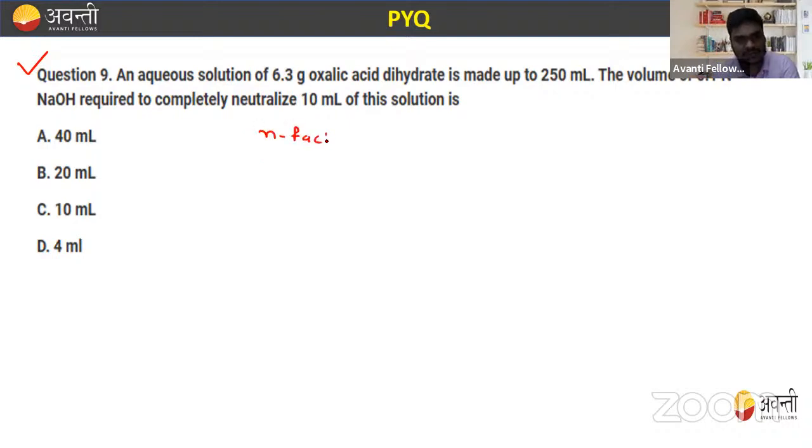We know that the n factor for H2C2O4·2H2O, the oxalic acid dihydrate, is equal to 2. So what is the n factor here? The n factor is 2.